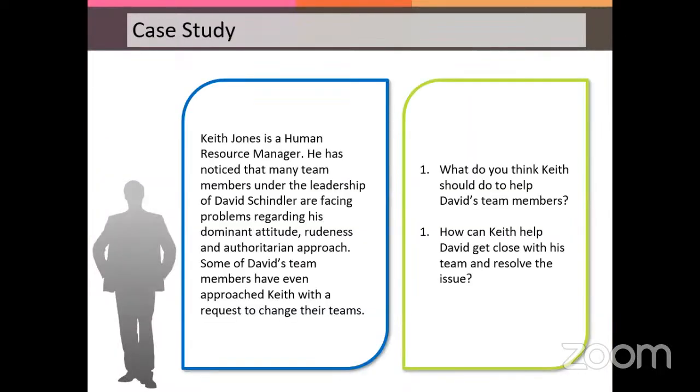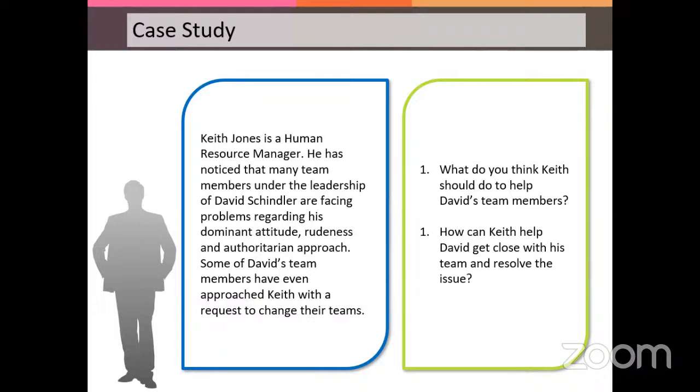Also, in this case study, Kate Jones is a human resource manager. He has noticed that many team members under the leadership of David Schindler are facing problems regarding his dominant attitude, rudeness, and authoritarian approach. Some of David's team members have even approached Kate with a request to change their teams.